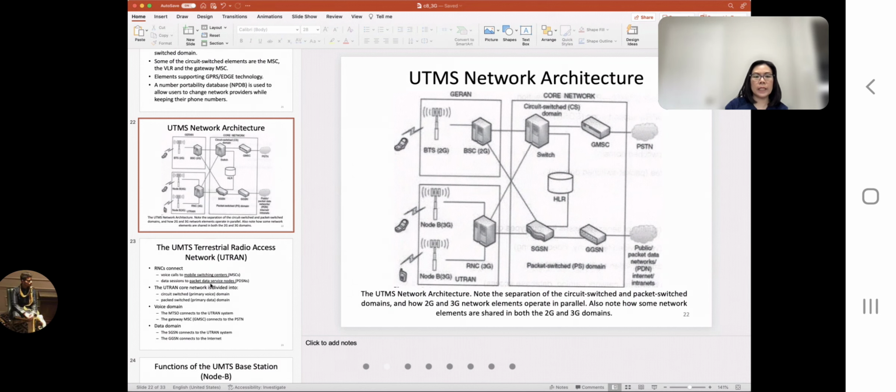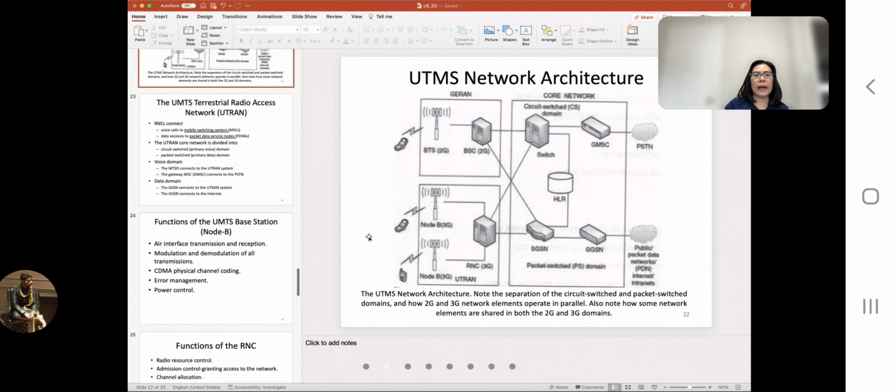component of UMTS networks. All right, so now for the Node B, or base station, of course the function is for transmission and reception of signals. It modulates and demodulates signals for transmission, and they use CDMA, wideband CDMA, as we learned CDMA last week, and it's also for error management, for power control as well, as we said before.